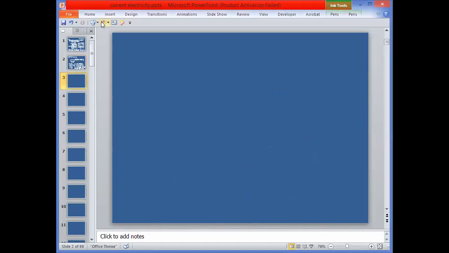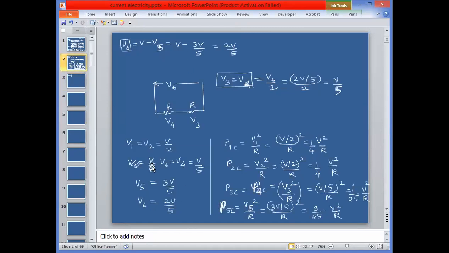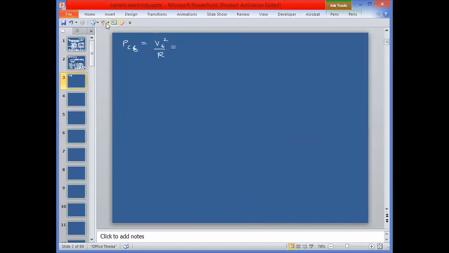Let me do that on the next slide. Power consumed by the sixth bulb will be equal to V6 square upon R. What is V6? I think it is 2V by R. Sorry, 2V by 5. V6 is 2V by 5. So write down V6 as 2V by 5, bracket square, upon R. That will be equal to 4 into V square upon 25 R.